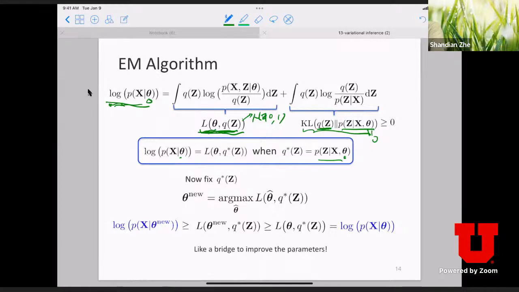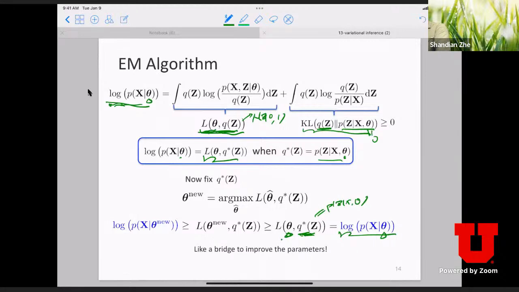Now, to maximize model evidence, instead of directly maximizing this, we can try to maximize the lower bound first, given the current theta. We know that when your Q takes the true posterior, your lower bound will be exactly the same as the model evidence given the current theta. So now let us fix this Q*(z) and see it as fixed, and we maximize this lower bound with respect to theta only.